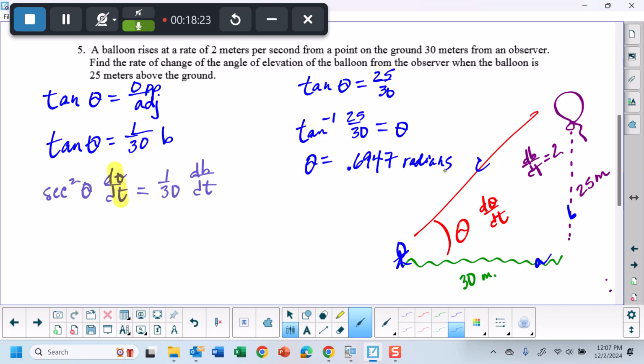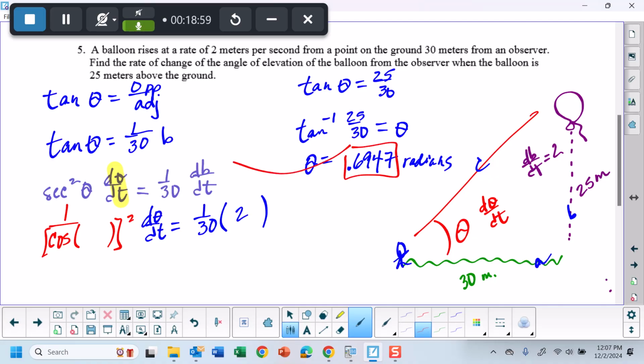All right, so you don't have a secant on your calculator. So at this next point, I'm going to go ahead and call it 1 over the cosine of that theta, and I want to make sure then I square that, and that's going to be times the change in theta with respect to time, which is equal to 1/30th times the rate that my balloon is going up in the air, which is 2. And then this theta here is what you're going to put in there.